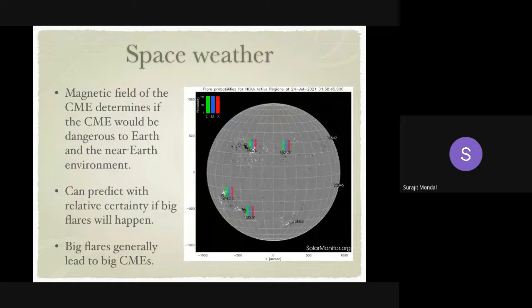Now, nowadays, we can predict with relative certainty when big flares will happen. And big flares generally lead to big CMEs. So here is an example where some flare probabilities have been calculated. So the different colors show what is the probability of a flare of some strength. So we can do that routinely, and it is more or less accurate.